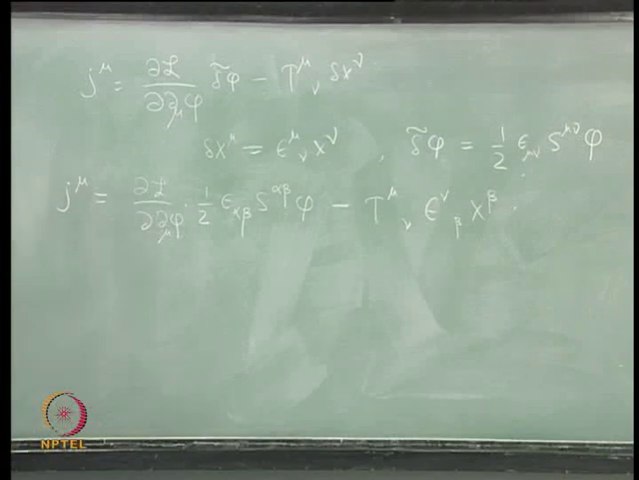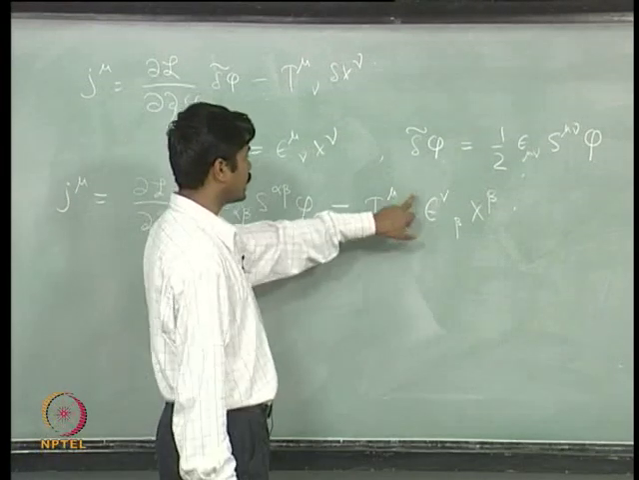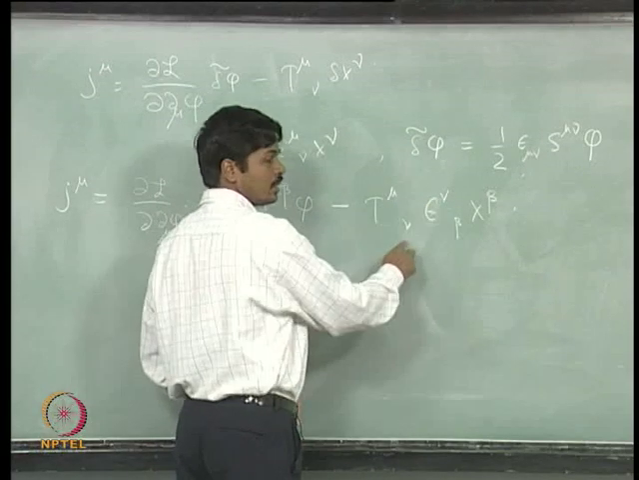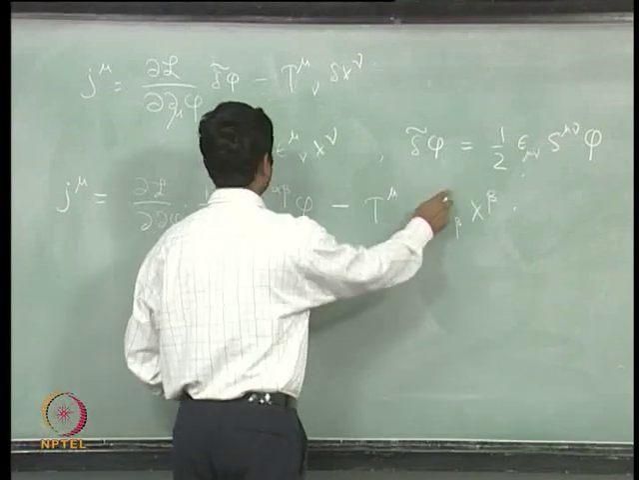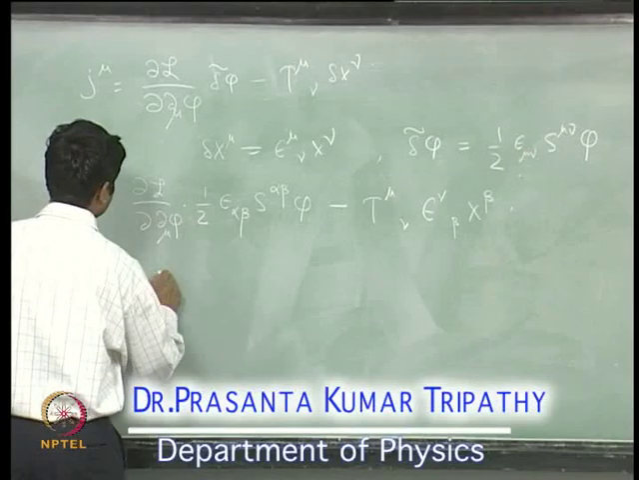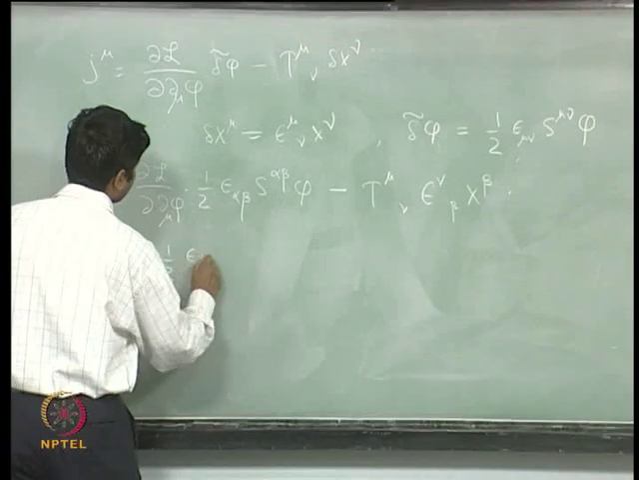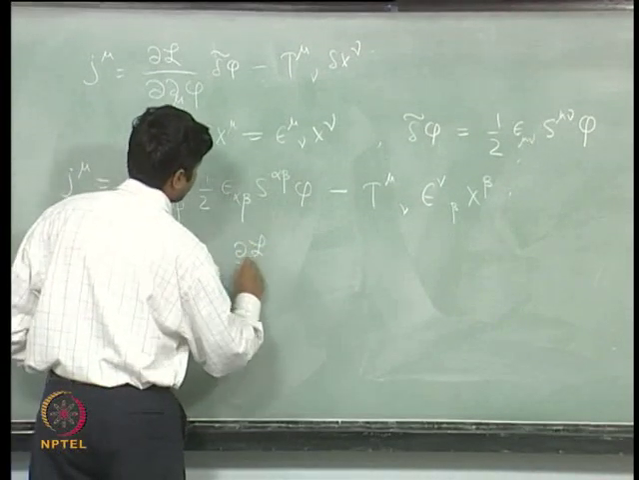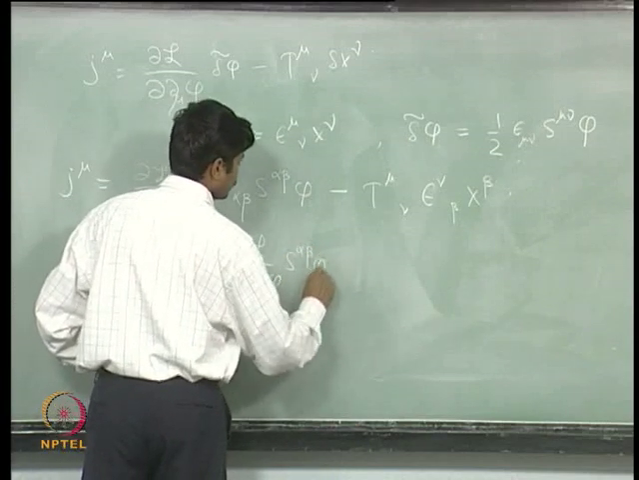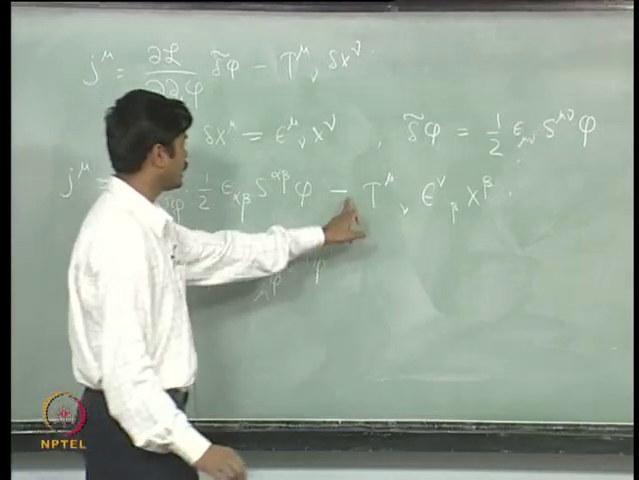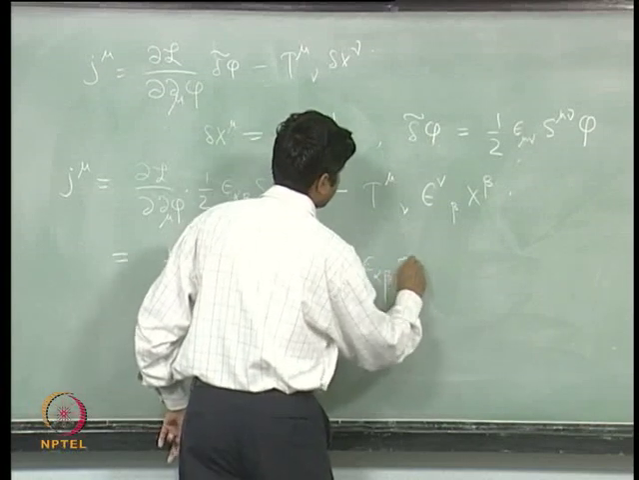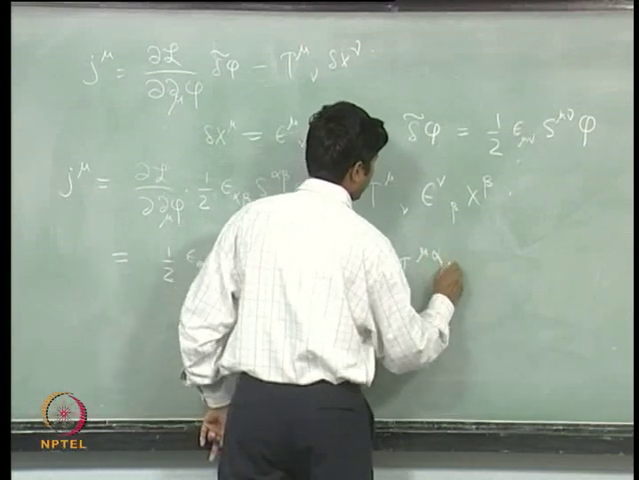I can raise this index ν here and lower the index ν in this place, and then since this is a dummy variable, I can change this ν to α. When I do that, what I get is ½ ε_αβ ∂L/∂(∂_μ φ) S^αβ φ, and here minus ε_αβ T^μα x^β.